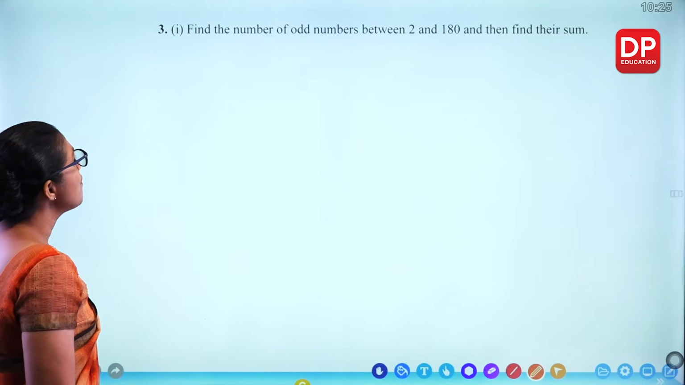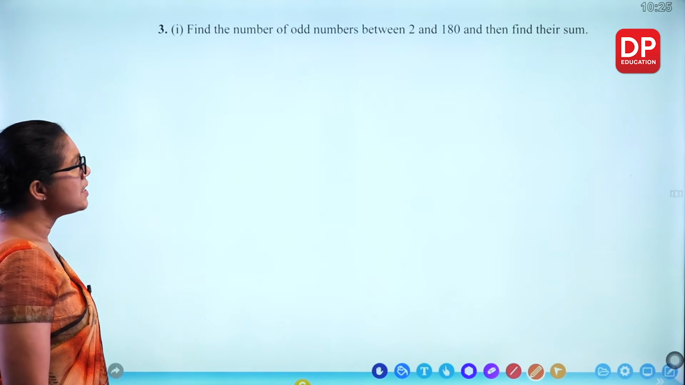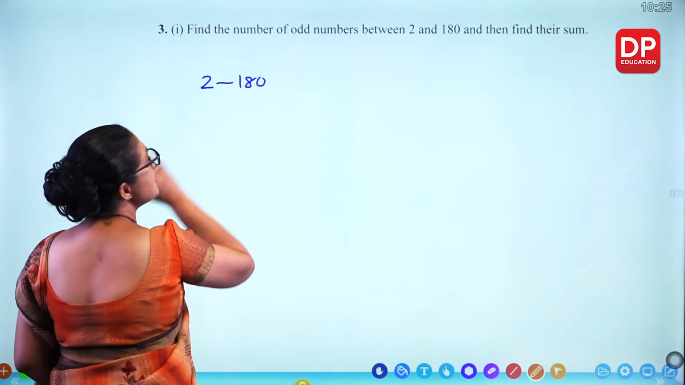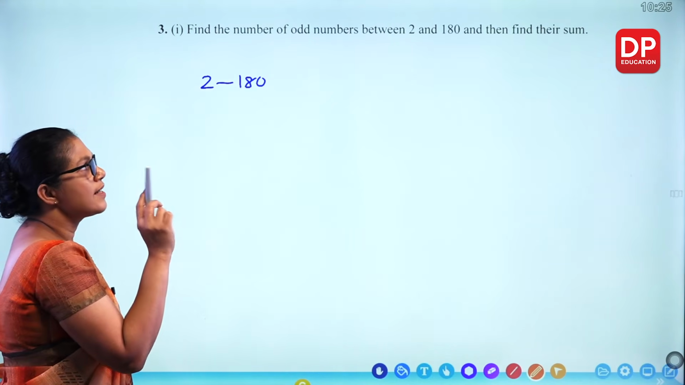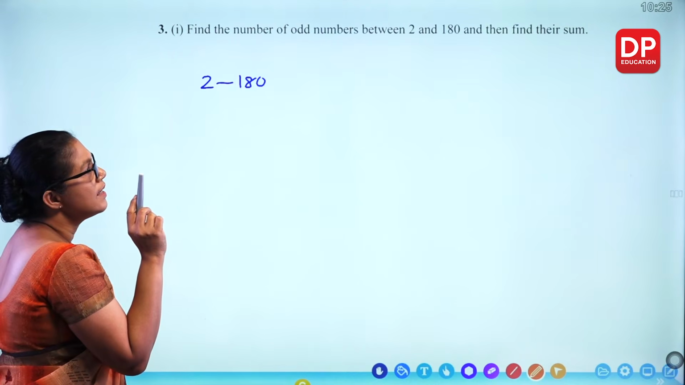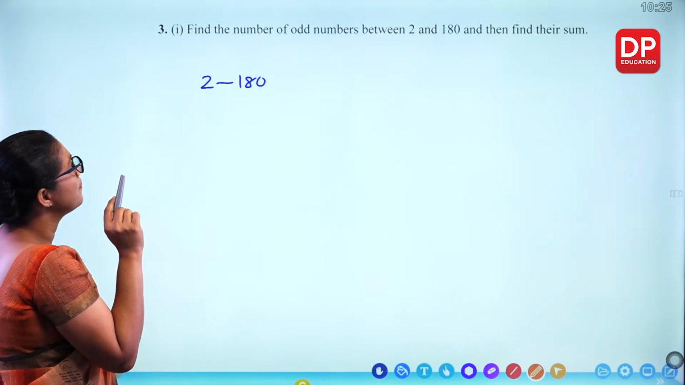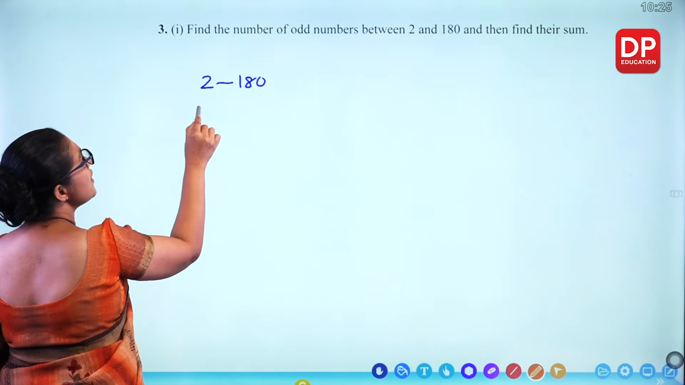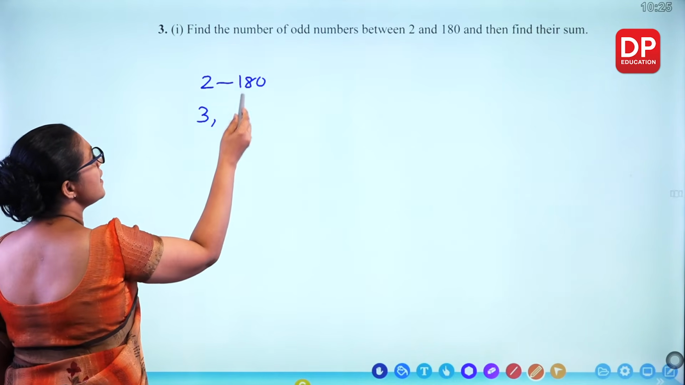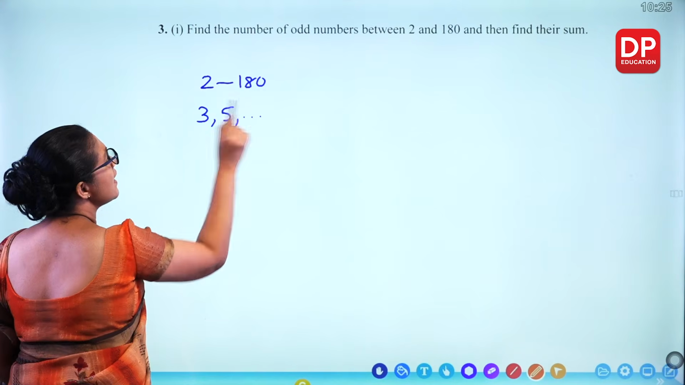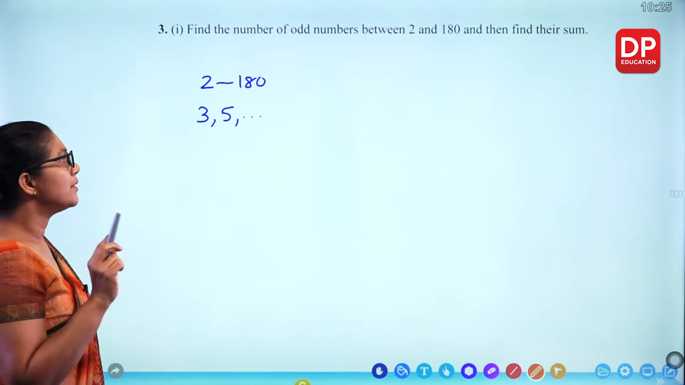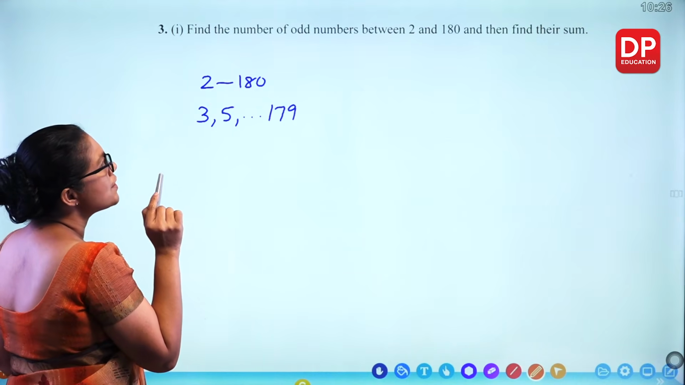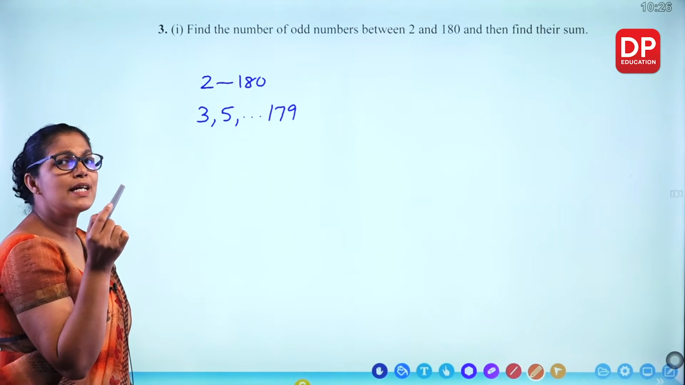Question number 3. Find the number of odd numbers between 2 and 180, 2 and 180 not included. Then find their sum. So what's the first odd number you can get? 3 is the first odd number. Next one is 5. So like that, what's the last odd number? 179.